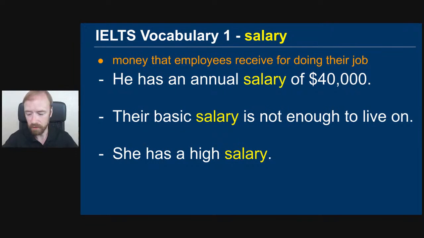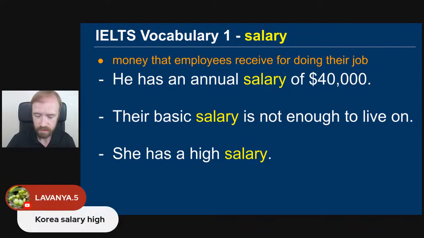So that's salary. And of course, let's practice a little speaking. Everyone repeat after me. Salary, salary. And Lavanya comes in. Korea salary high.